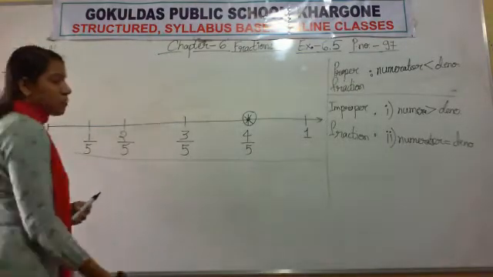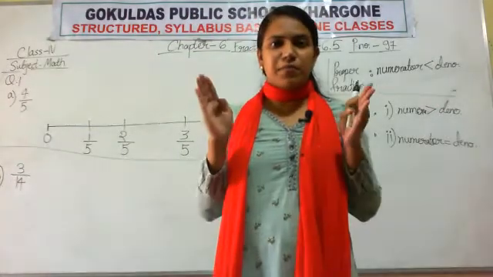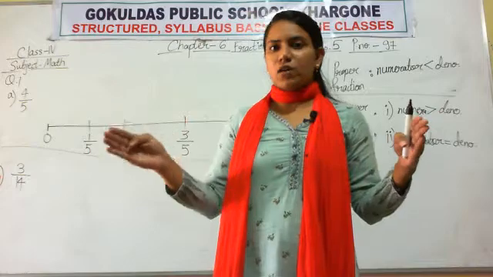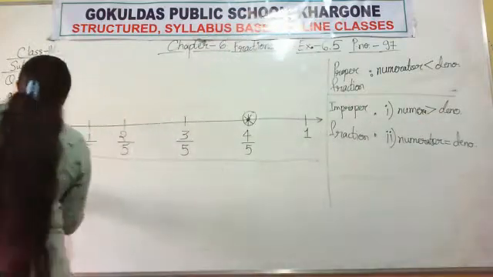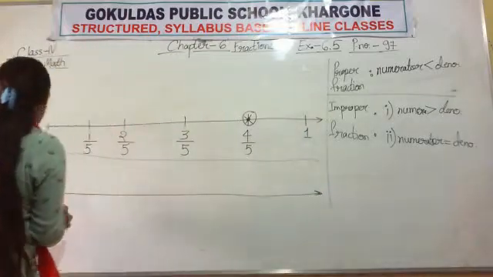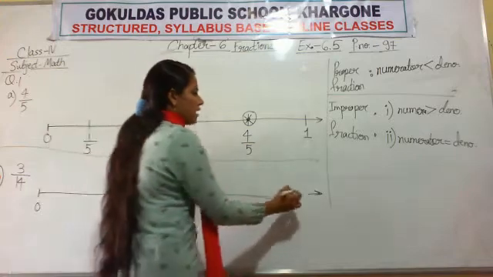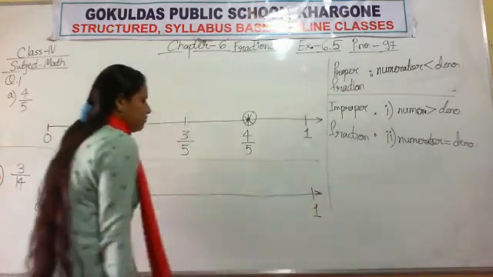And how do we represent a proper fraction? We always represent a proper fraction between 0 and 1. So first make a number line, a straight line. Your first point will be 0, and your last point will be 1.